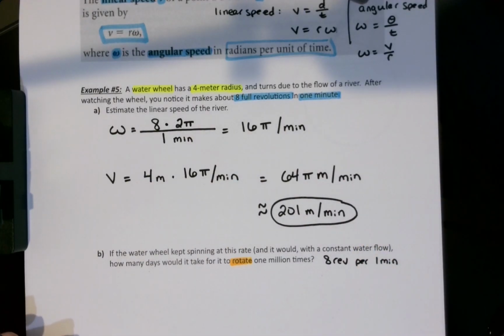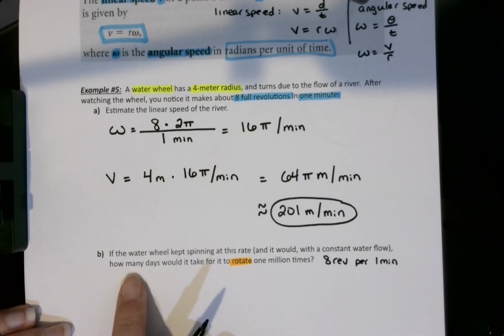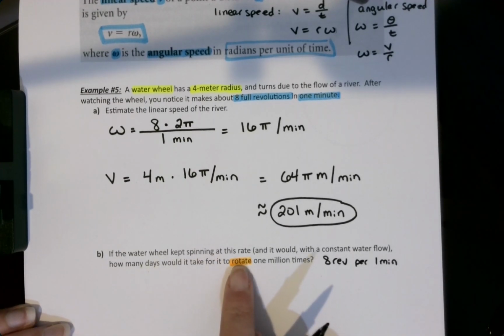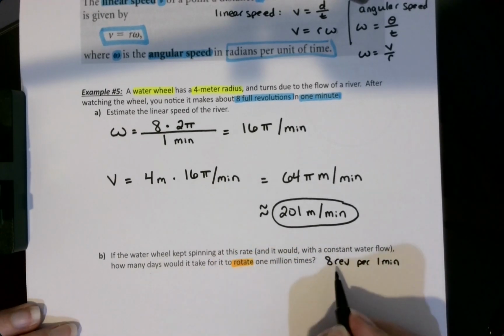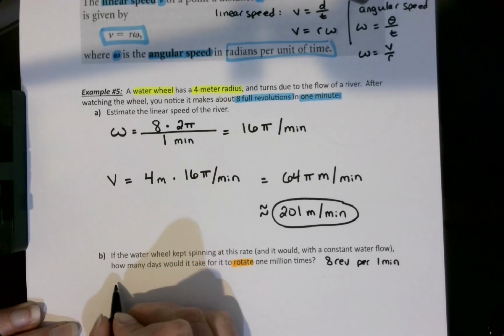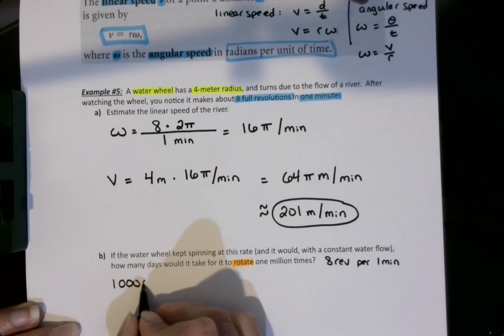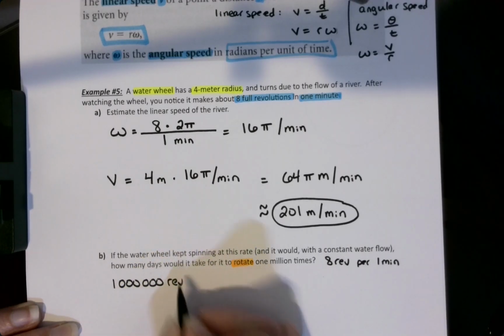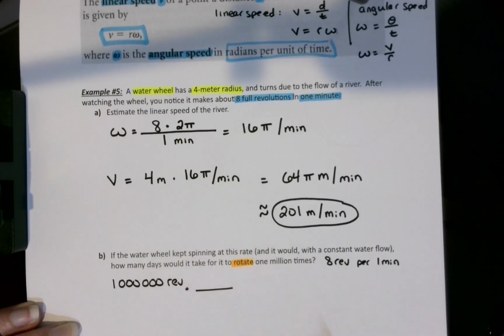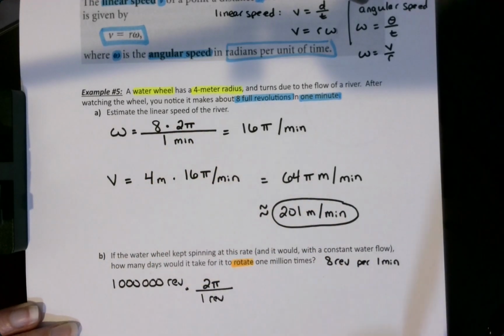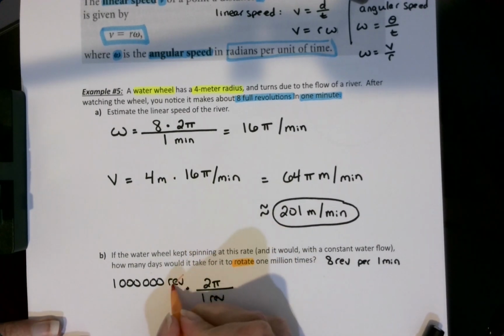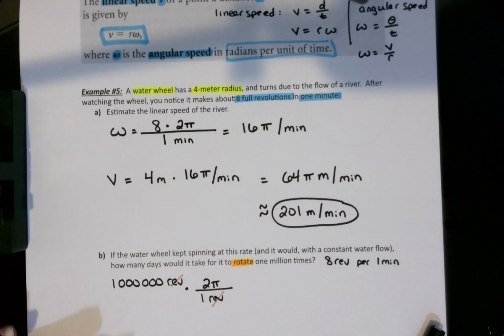And we're going to try to figure out how many minutes or days it's going to take in order to get 1 million revolutions. Okay. To rotate 1 million times, that is 1 million revolutions. We know if we convert that 1 revolution is a measure of 2 pi radians. We did that conversion up here as well. So if I multiply by 2 pi, I'm going to convert from revolutions into radians.